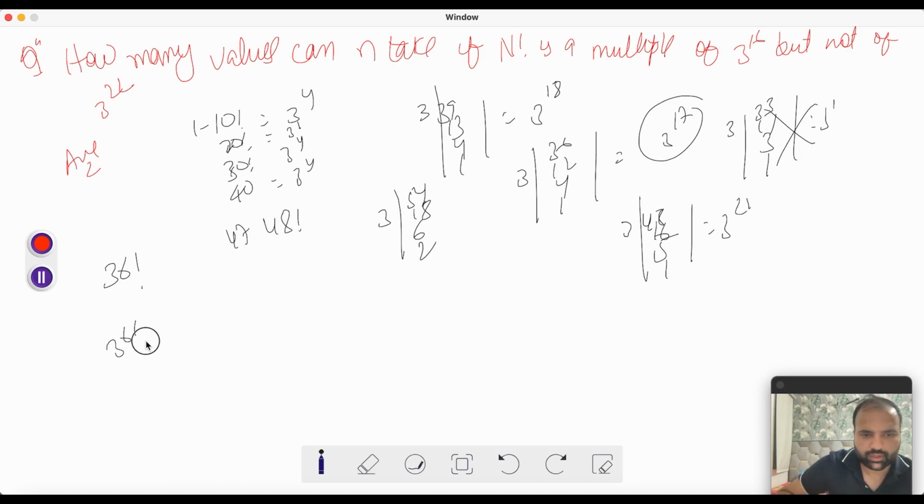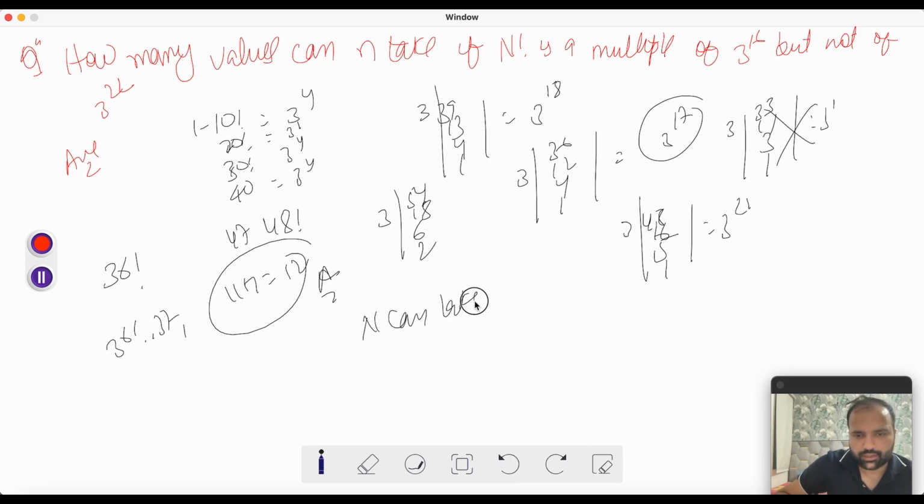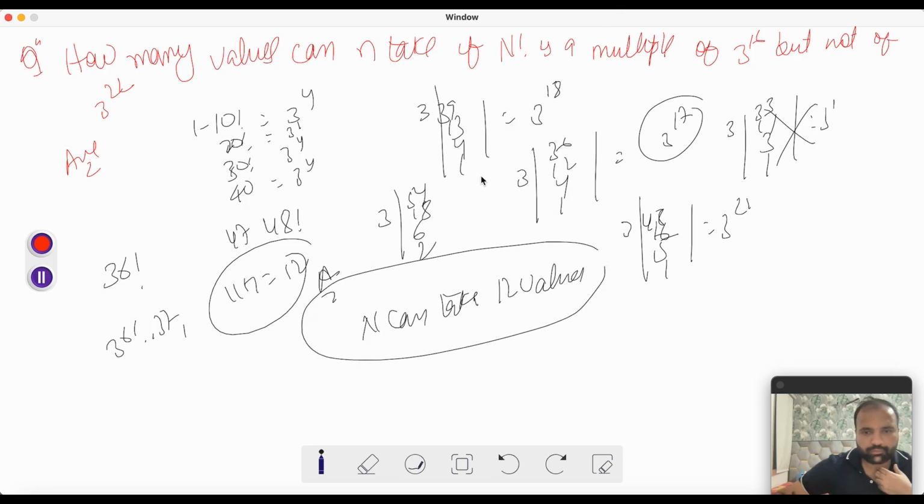So all those numbers 36, 37, if we keep going like this, we would have it. So how much should we have? So 11 plus 1 should be 12, should be the answer. So n can take 12 values. Okay, just check it. Now I hope this is clear.